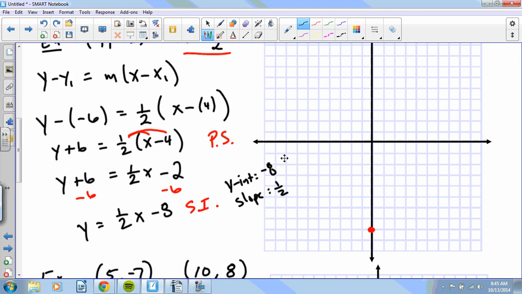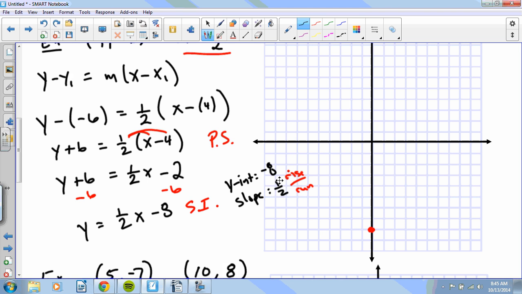Okay, start with your y-intercept. We've talked about that with story problems, and in section 1 we talked about where your y-intercept goes. We always start with our y-intercept. Now your slope is 1/2. Remember, that is rise over run.